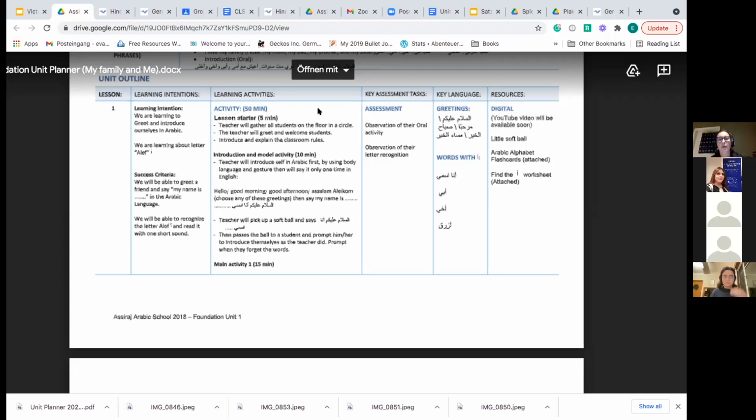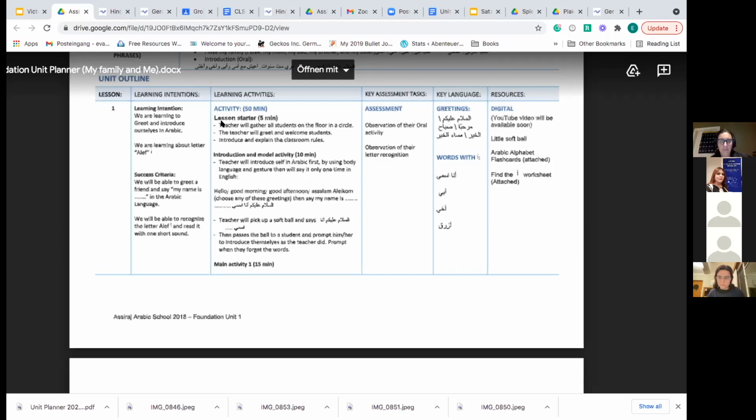So you want to make sure that you have your structure in place for each day. And it will support your students as well when you have a structure in place, because they know exactly what you expect from them, what you want them to do. So that's a really important part.